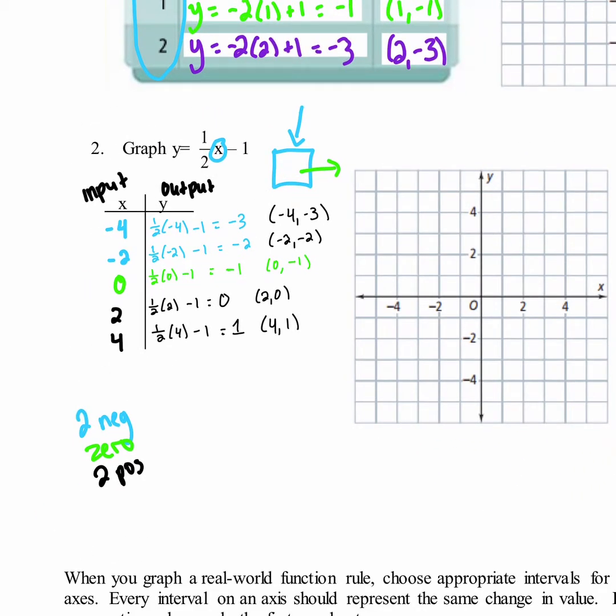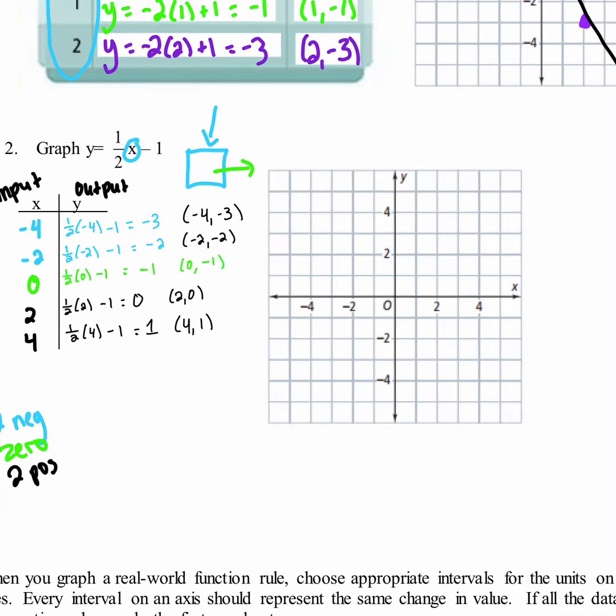Once you have your ordered pairs, then you're going to graph. So if I graph this first one, -4, -3, it's going to go here. -2, -2, 0, -1, 2, 0, and then 4, 1.